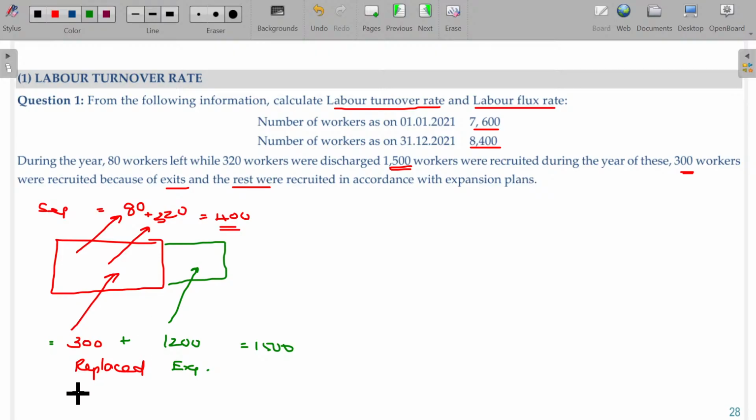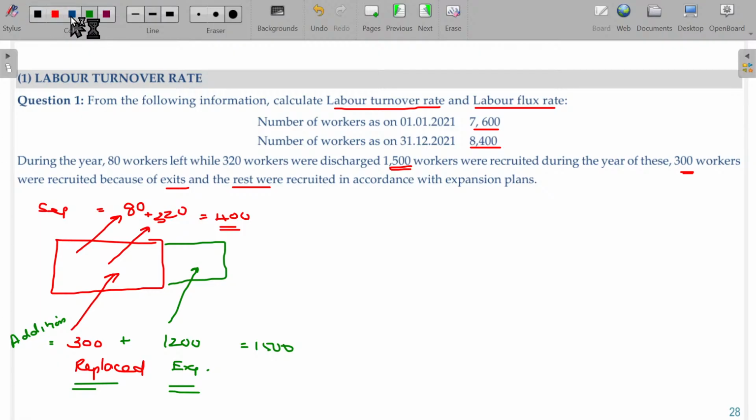Okay, this will be the replacement, this will be the total. Addition, I can name this being the addition. Addition represents the number of employees replaced for the employees leaving the organization, as well as the number of employees recruited because of the expansion scheme. Clear?